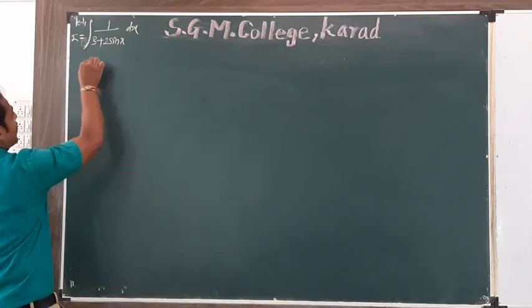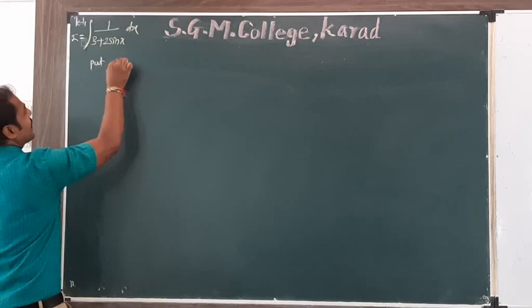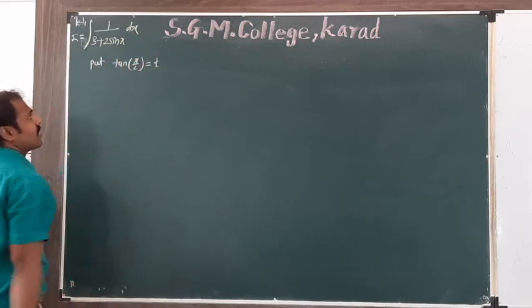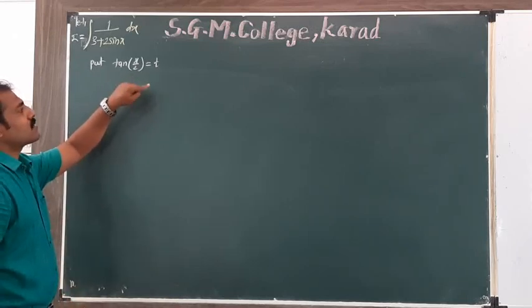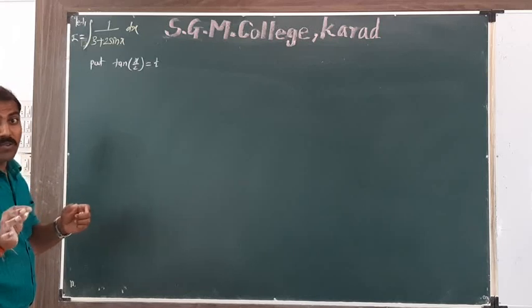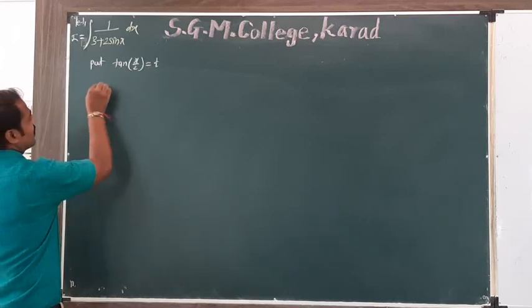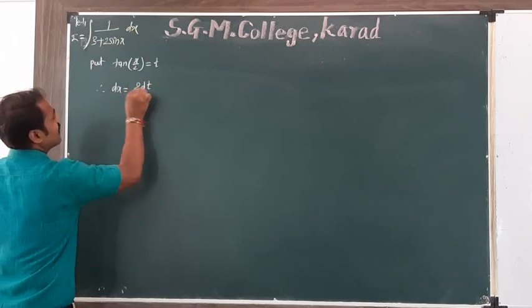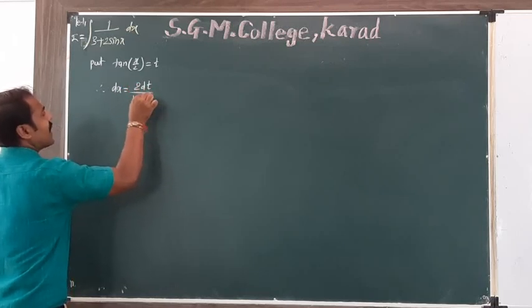In this type, we put tan x by 2 is equal to t. We find the value of x by 2 is equal to tan inverse t. We know the value of dx. Therefore, dx is equal to 2 dt divided by 1 plus t square. Write only the values.